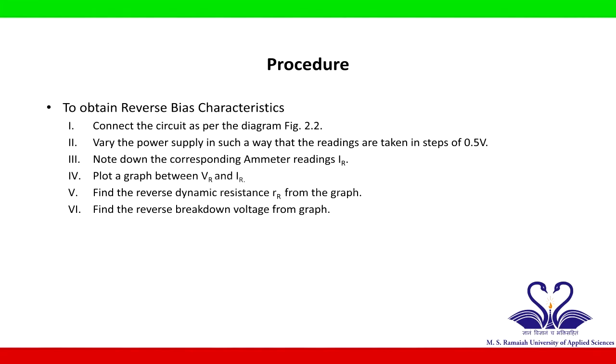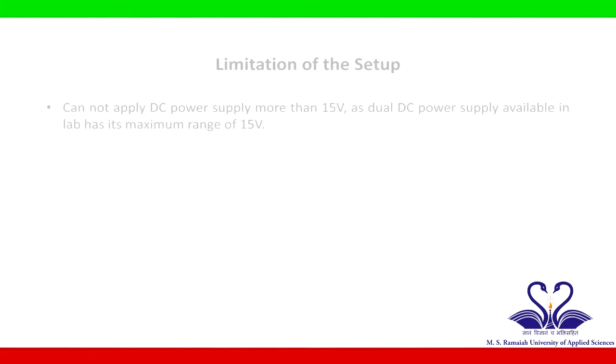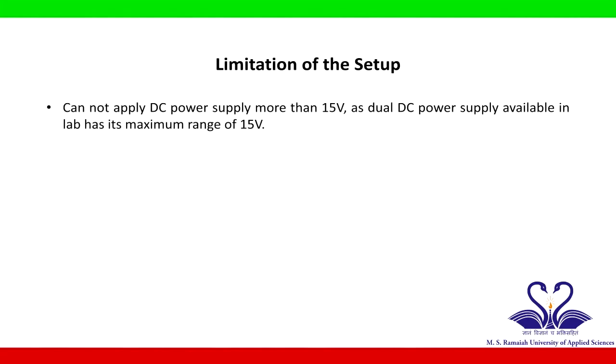Plot the graph between voltmeter and ammeter readings. Calculate the resistances and reverse breakdown voltage from the graph. The figure shows the plotted graph with the readings obtained in forward and reverse bias. Limitation of the setup: we cannot apply a DC power supply of more than 15 volts, as the dual DC power supply available in the lab has its maximum range of 15 volt.